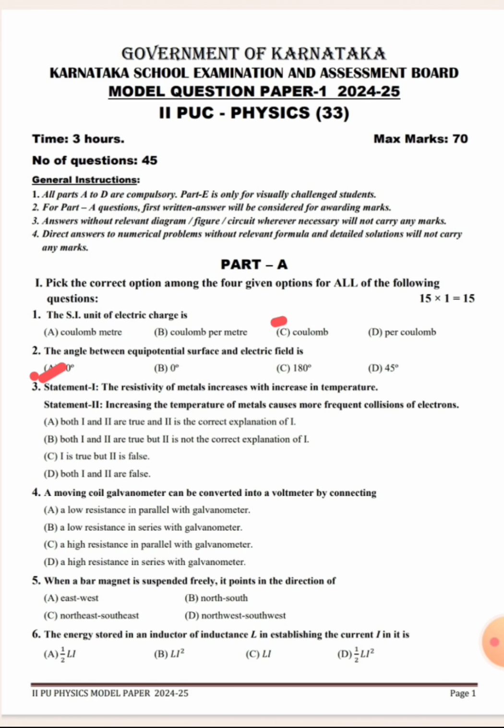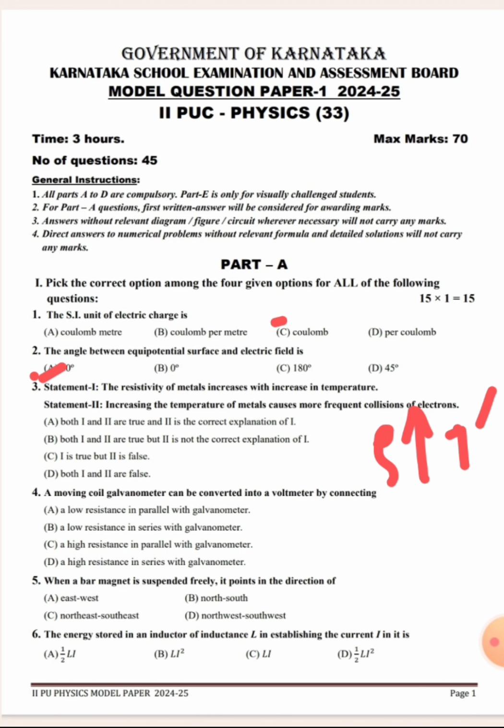The third question is: the resistivity of metal increases with increase in temperature. Yes, resistivity of the metal always increases with increase in temperature. So if you increase the temperature, resistivity also increases. They are directly proportional. Second statement: increasing the temperature of metal causes more frequent collisions of electrons.